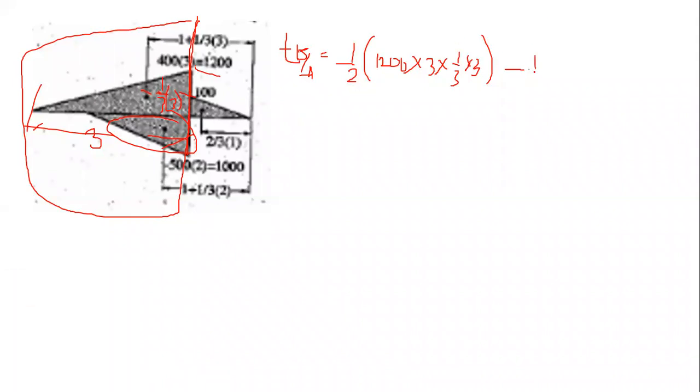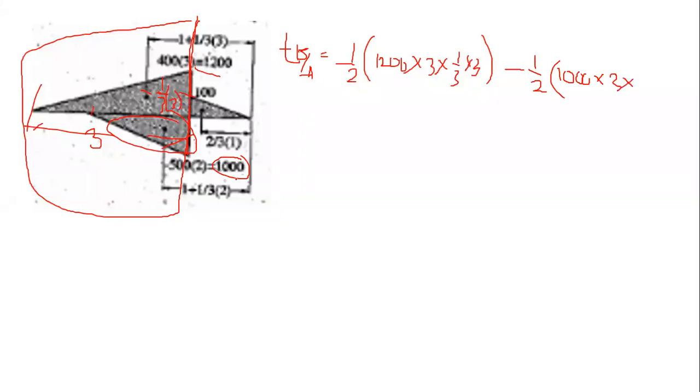Again, 1/2 area of the triangle times... This is 1,000. Ito yung height, 1,000. You have 1,000 times this distance from here going here. I think it's 2. Okay, yeah, it's 2.